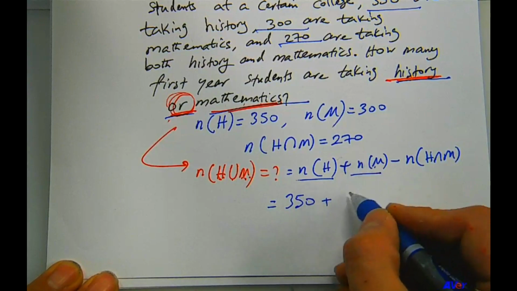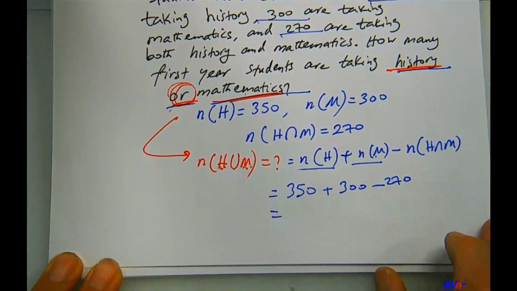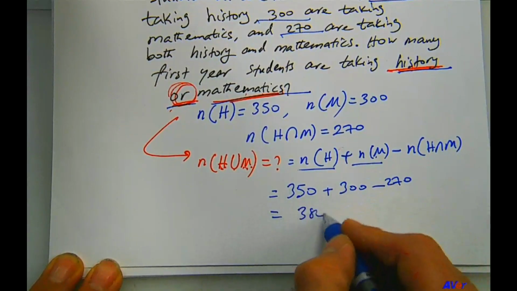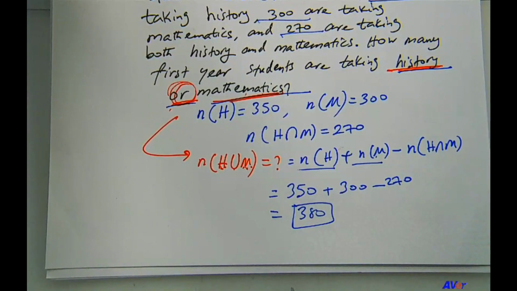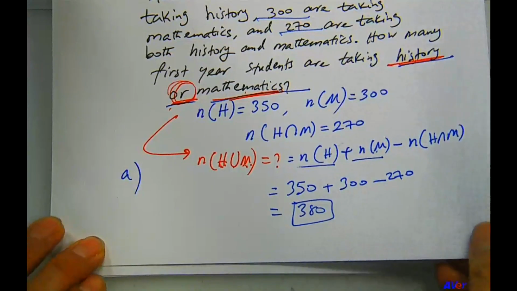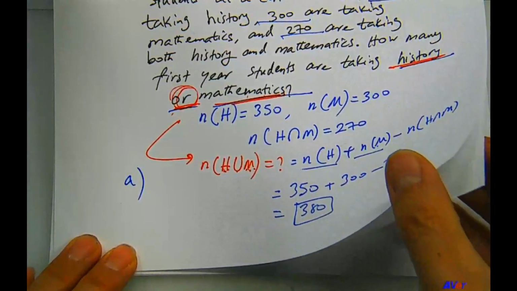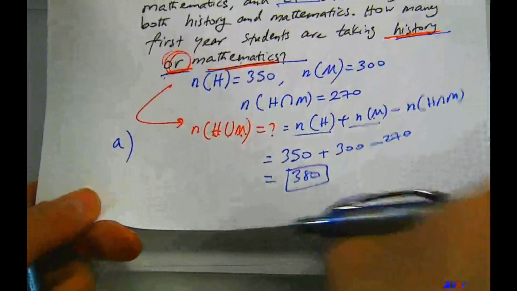Okay, so then we have 350 plus 300 minus, of course, the 270, and so we end up with 380 who are taking either history or mathematics or both. And again, the "or both" piece of this is implied. It's not explicitly part of the problem statement. Okay, so now let's consider this as part A of this problem. Part B, we would like to draw the Venn diagram for this scenario. So let's do that.